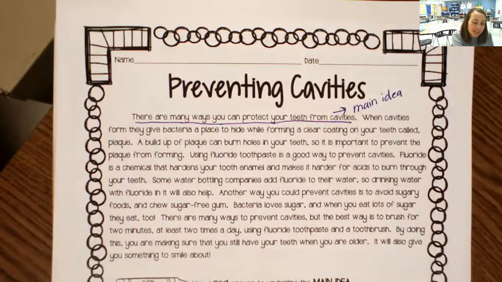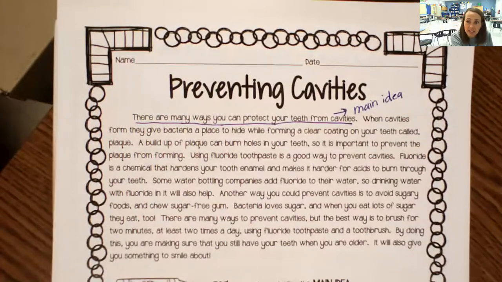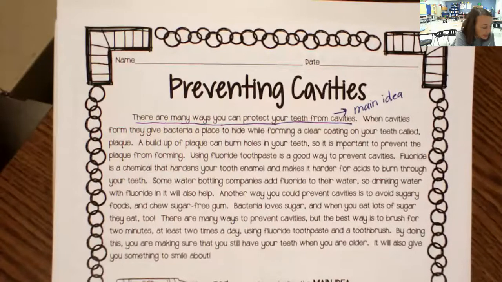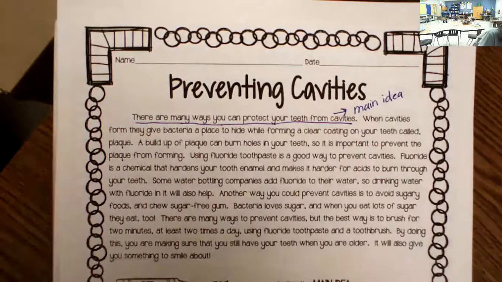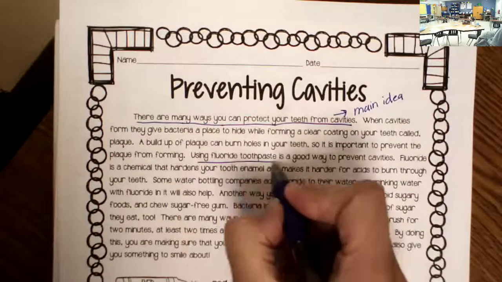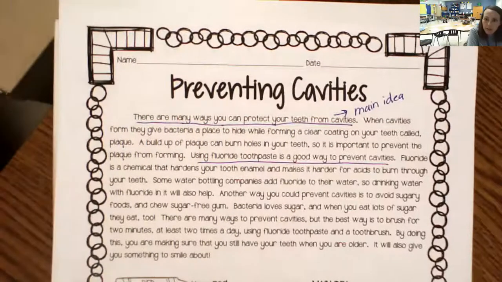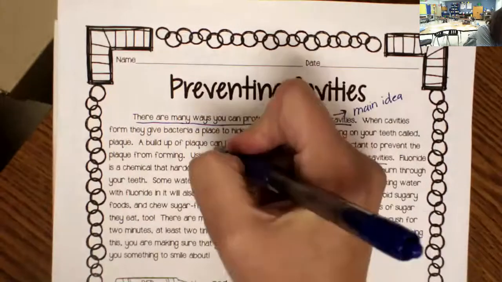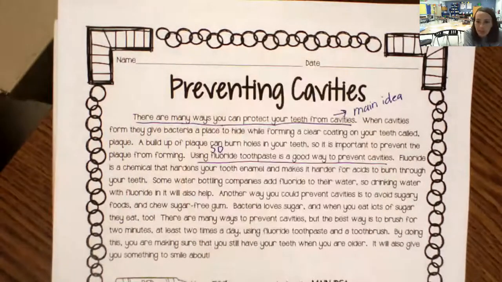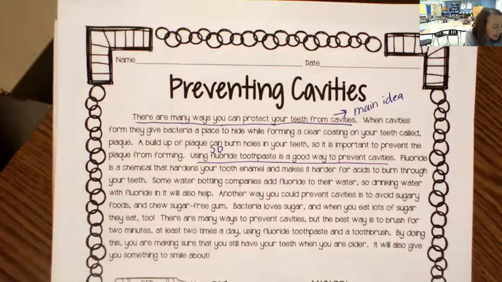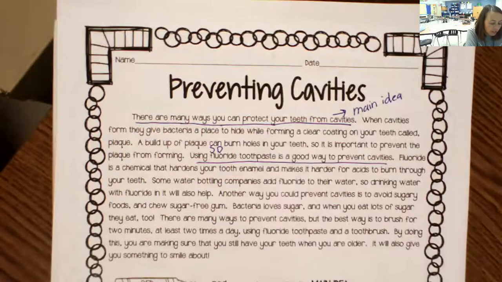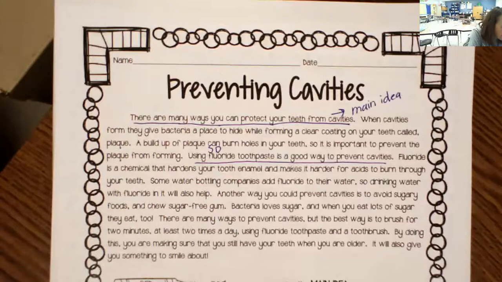Now, if we look in the text, there are several details that tell us more about that main idea. Those are our supporting details, okay? One is right here. It says using fluoride toothpaste is a good way to prevent cavities. That's a supporting detail. I'm going to label it SD, because it tells us more about ways to prevent your teeth from getting cavities.